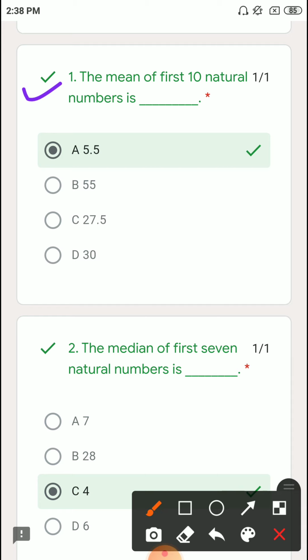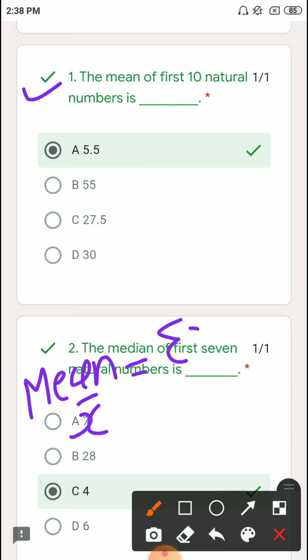So first of all, you need to think about the formula of mean. Okay. What is the formula of mean? Mean x bar is equal to sum of all the observations. Sum of all the observations is represented by sigma x, divided by n, that means total number of observations. Okay, in numerator, sum of all the observations divided by total number of observations.